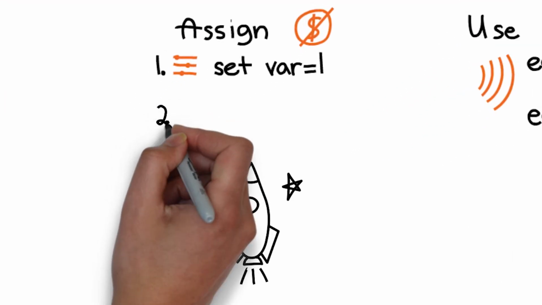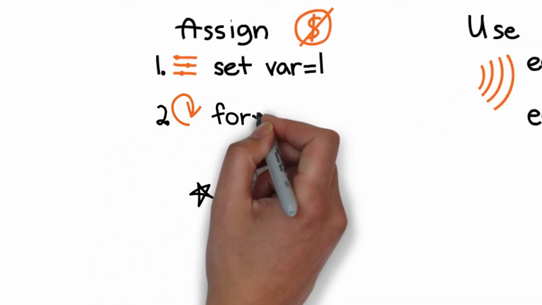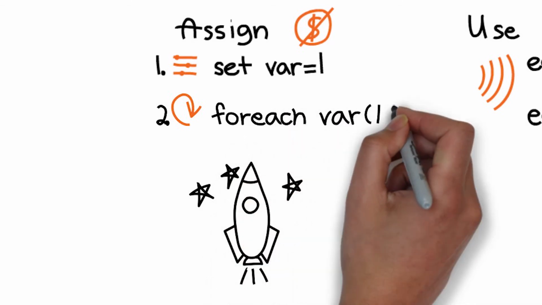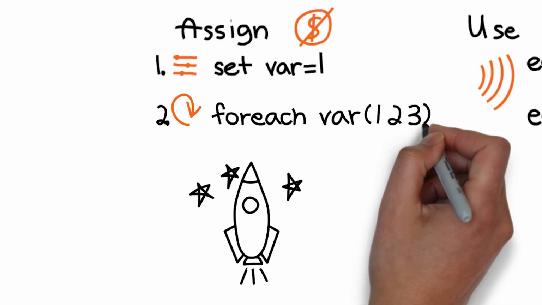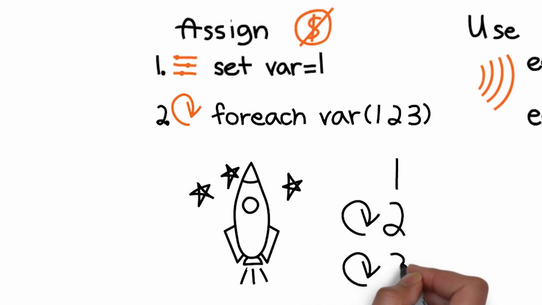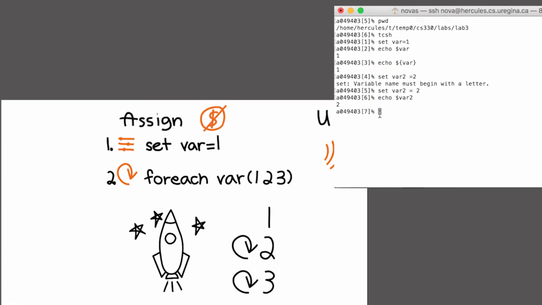The second way of assigning a variable is by using a foreach loop. We list in parentheses what we want the variable to be assigned to. Each loop, our variable will take on the successive value in the list. In the first iteration, it will be a 1. The next iteration, it will be a 2. And lastly, it will be 3. Let's try this foreach loop.